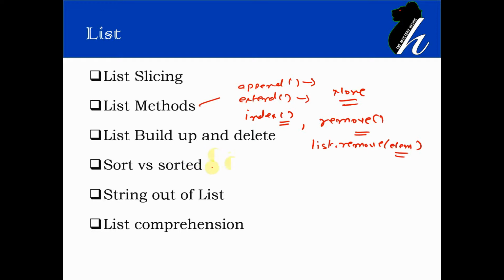The next method is sort. The syntax is list name dot sort. All these methods can be used with lists only, so list name dot, like that. Basically, this sort method, as the name suggests, is going to sort the list, and it is not going to actually return the sorted list. It is simply going to modify the original list.